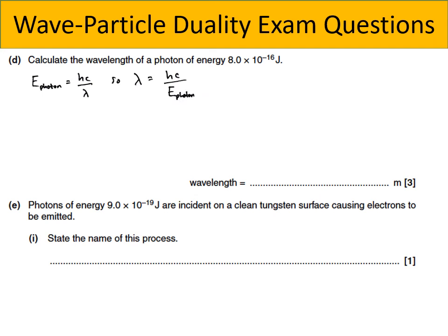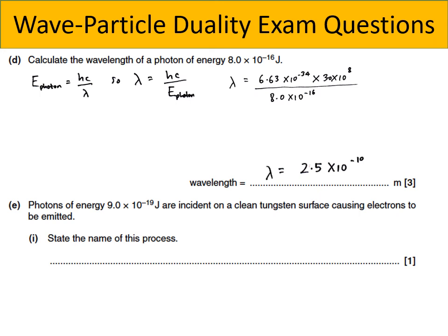Rearranging that equation to make wavelength the subject, the wavelength is given by hc divided by the energy of a photon. So plugging in the numbers, the wavelength is equal to 6.63 times 10 to the power minus 34 multiplied by 3.0 times 10 to the power 8, divided by 8.0 times 10 to the power minus 16, and we should find that we get a wavelength of 2.5 times 10 to the power minus 10 meters.